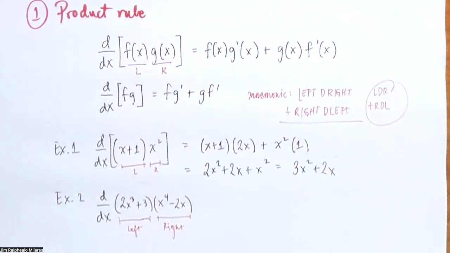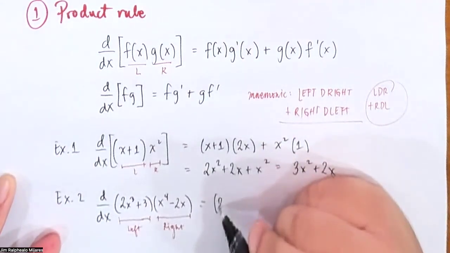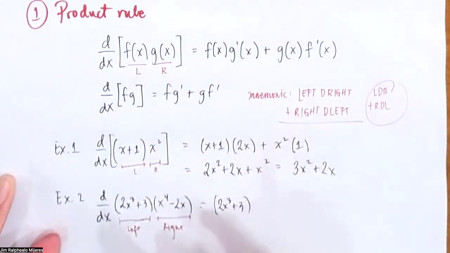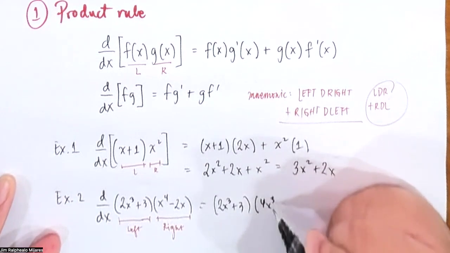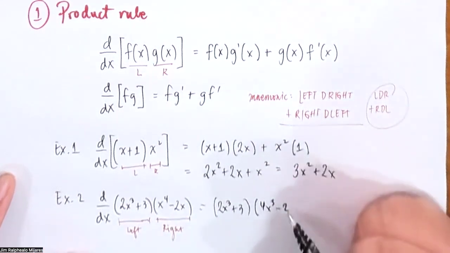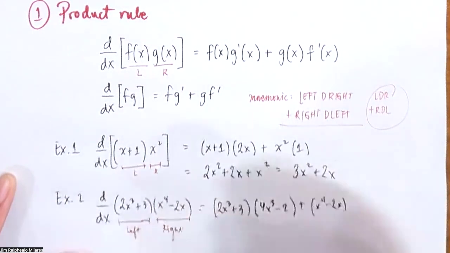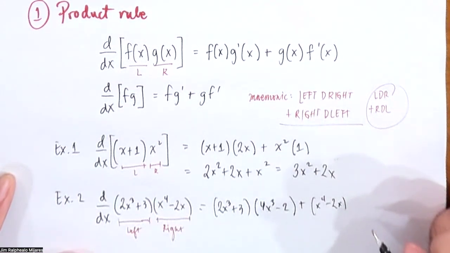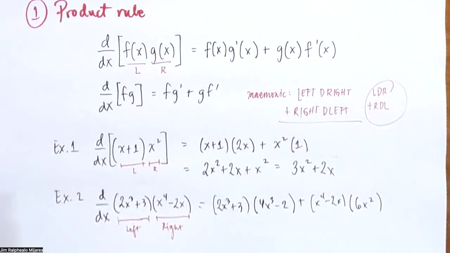So in this particular example, what is left d right? So left times d right. What's the derivative of the right? This is equal to 4x cubed minus 2, if I'm not mistaken, plus right, x to the fourth minus 2x, d left. So what's the derivative of 2x cubed? That's 6x squared.